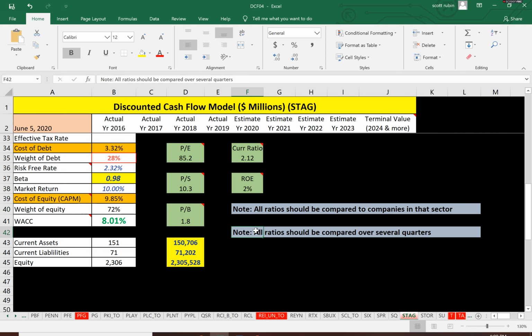And also you want to compare ratios over several quarters, because there could be some quarters that you have a lot of expenses, but you're going to be getting paid the following quarter from all your customers. So one quarter may look terrible, but then it gets cleaned up the following quarter. And that could happen with certain types of businesses, especially home builders who have to shell out a lot of money up front until they can finally sell the house.